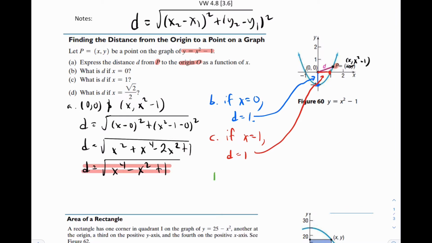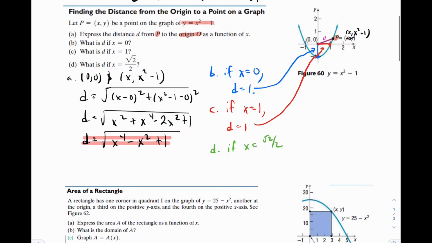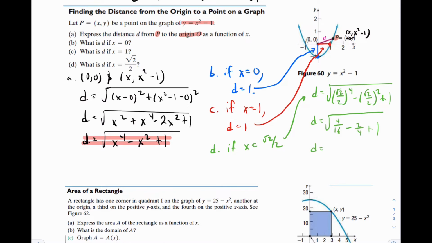Still a harder one. D. If x equals root 2 over 2. So this is going to take a little bit of work. So we'll continue this over here. D equals, we're going to plug in root 2 over 2. So root 2 over 2 to the 4th minus root 2 over 2 squared plus 1. So D should equal root 2 over 2 to the 4th power. That would be 4 over 16. And then minus 2 over 4 plus 1. So let's simplify that.